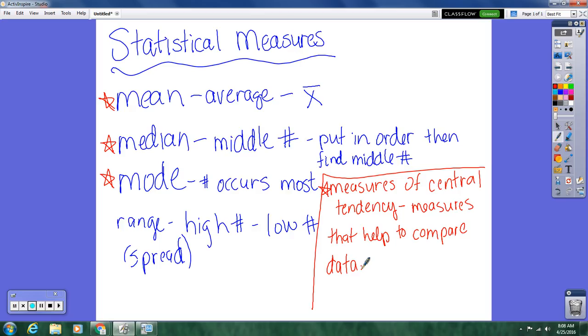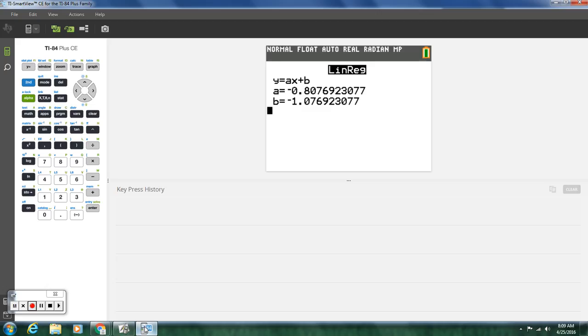Calculators. There is a way on your calculators to do the mean and the median for you. So go to your calculator. Very important. It will make it a lot easier for you.